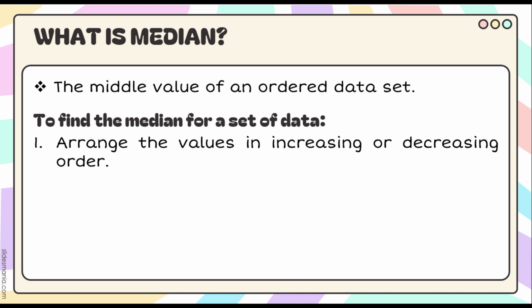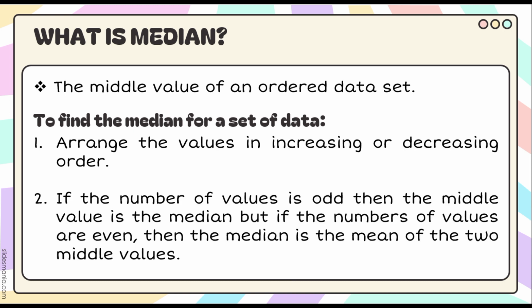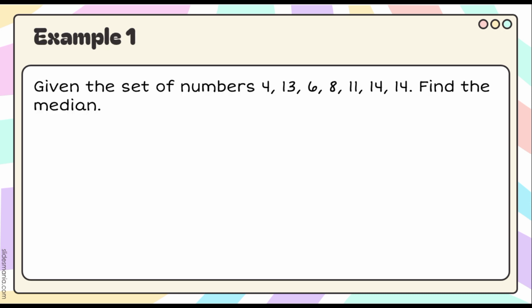But in solving for the median, you have to arrange the data first for you to solve for the middle value of the data set. Second, if the number of values is odd, then the middle value is the median. But if the number of values is even, then the median is the mean of the two middle values.